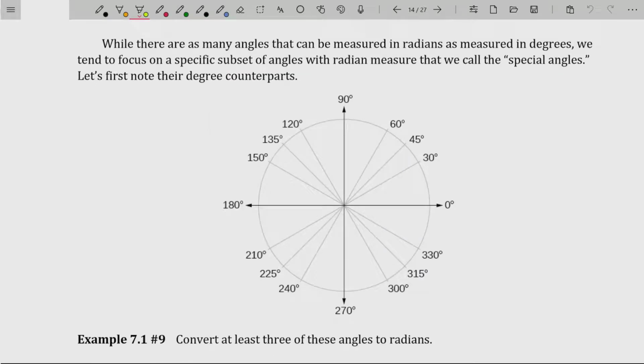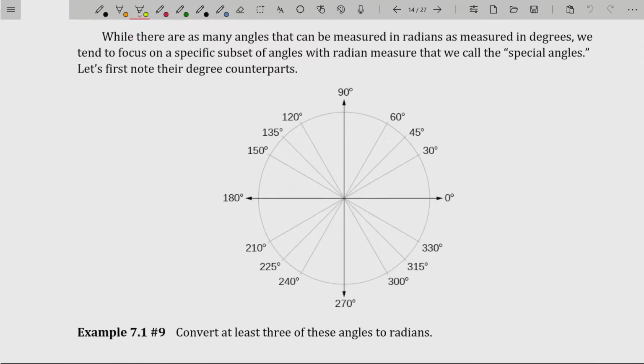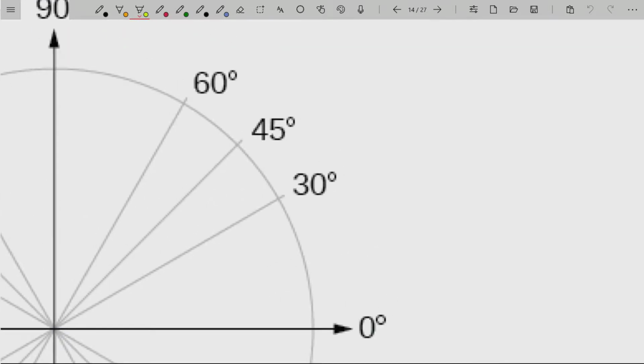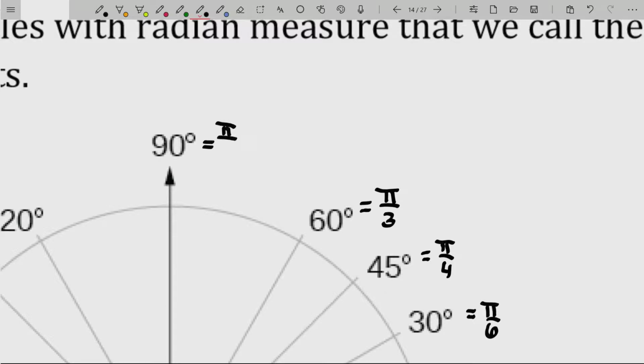Now, while there are as many angles that can be measured in radians as in degrees, we tend to focus on those very specific angles that I listed before, which we call special angles. These are their degree counterparts, and we already converted some of those angles to radians, so there's really no point in having you do it here. We know that 30 is equal to pi over 6. We know that 45 is equal to pi over 4. We know that 60 is equal to pi over 3. We know that 90 is equal to pi over 2.